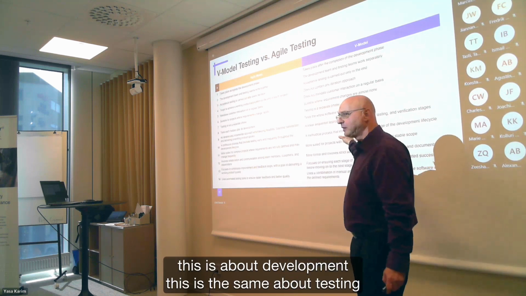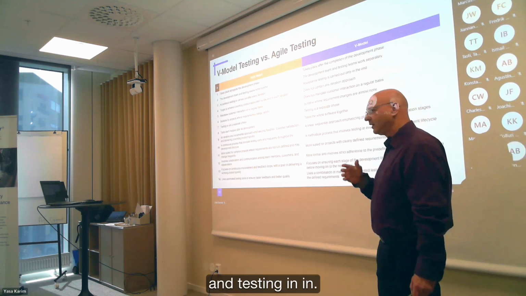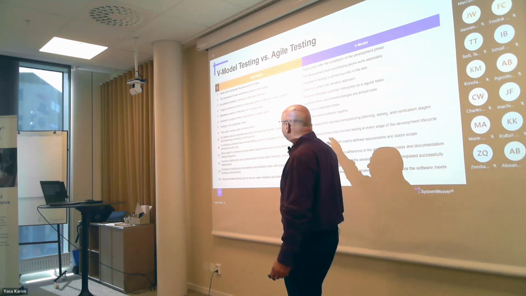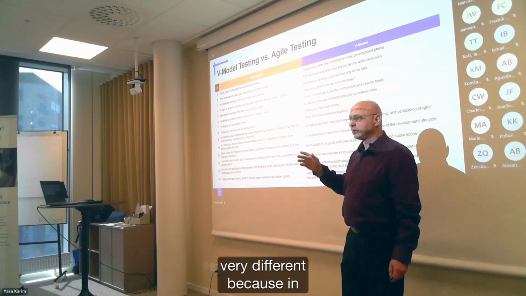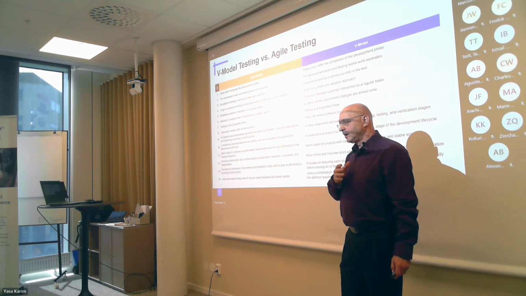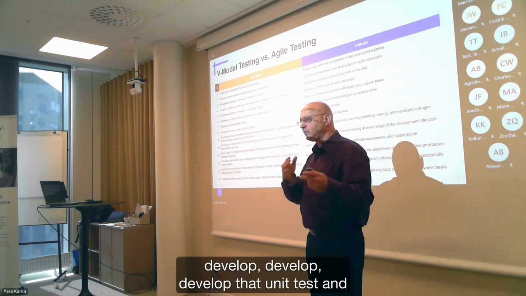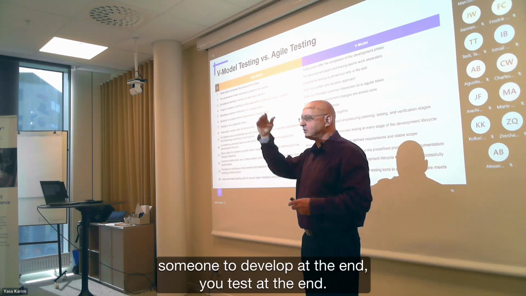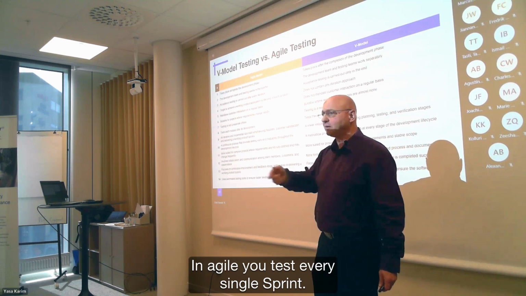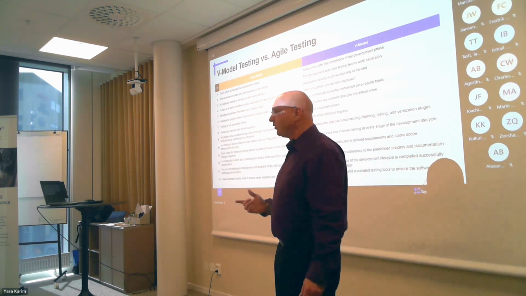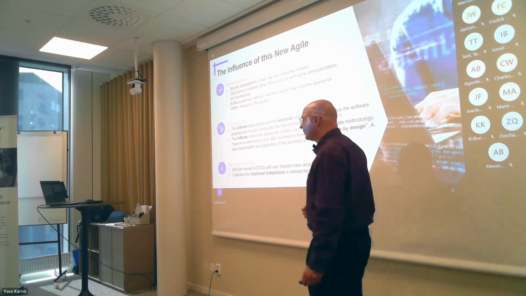This is the same about testing. A lot of things like testing in Agile and testing in the V model or in waterfall are very different because in a waterfall model, you test at the end. You develop, there are unit tests and so on, and you develop at the end, you test at the end. In Agile, you test every single sprint. Very different concept, but I'm not going to go into it.